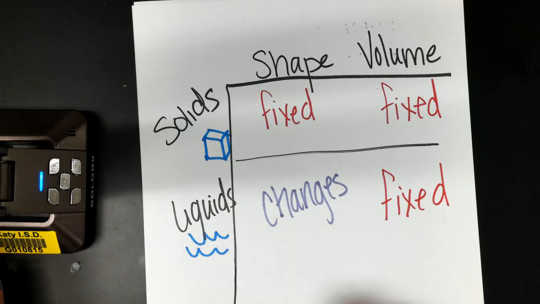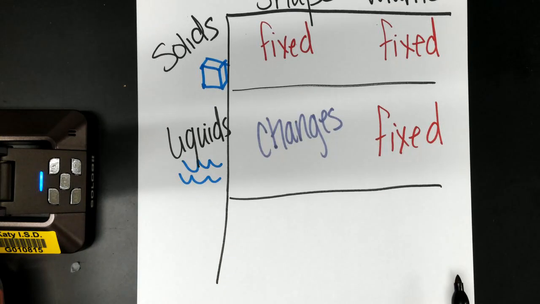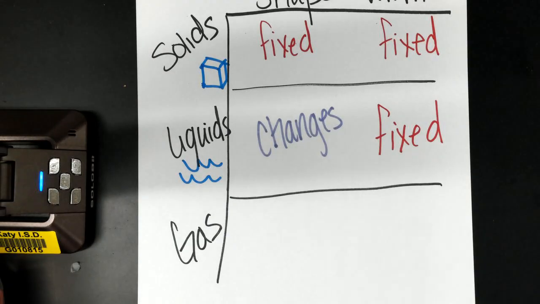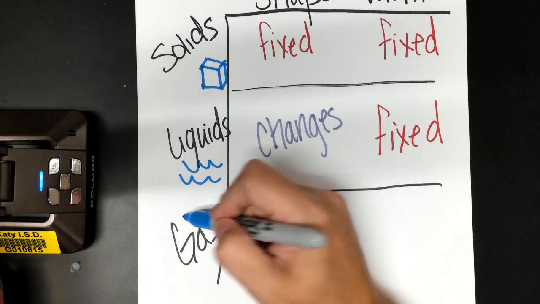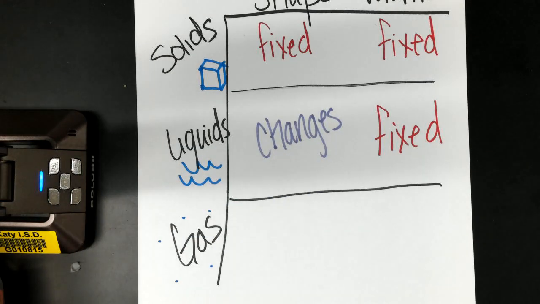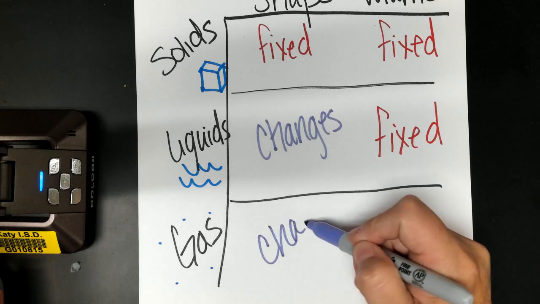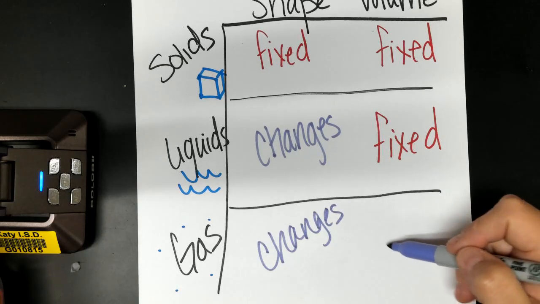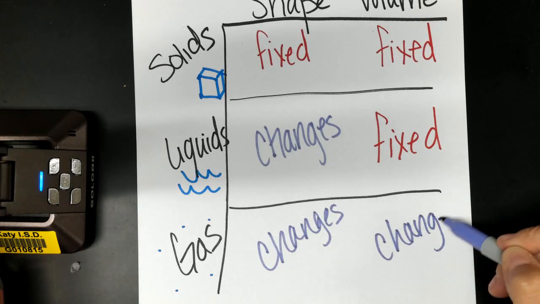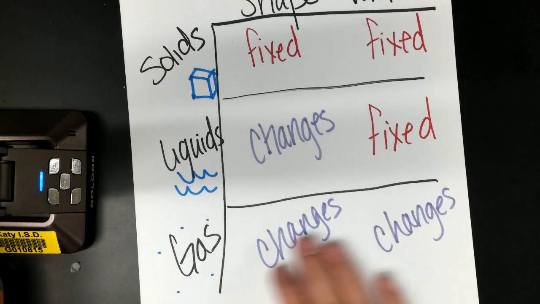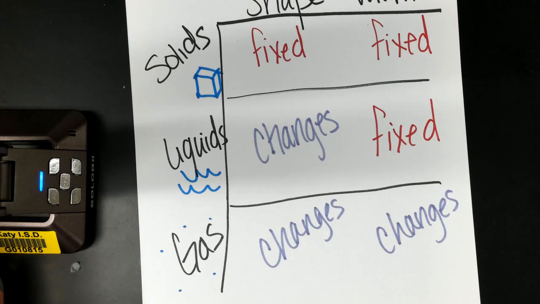Another thing we need to talk about is gases. For a gas, I'm going to just draw some little dots. Maybe you could draw a cloud. Gases do not have a fixed shape or volume. I'm just going to write it changes. It's not fixed. There's other outside factors that can change the shape or the volume of an amount of gas. It's hard to manipulate those with the gas.